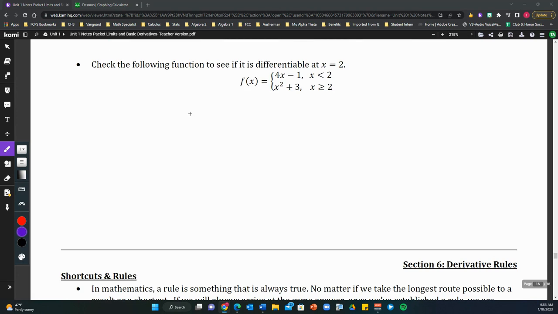All right, so we want to check the following function to see if it's differentiable at x equals 2. So again, we want to see first, is it continuous? Because if it's not, then we know the answer is no, it's not differentiable. But if it is continuous and we make a transition at a continuous point, then we want to make sure that it's not a jagged corner or sharp turn.